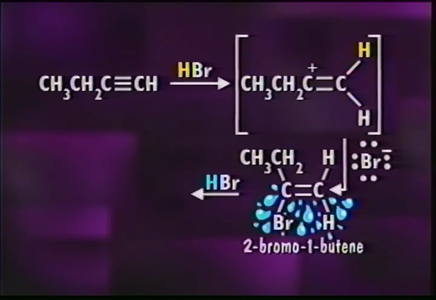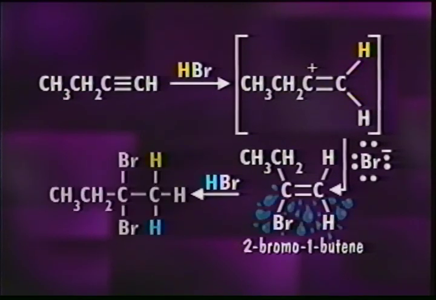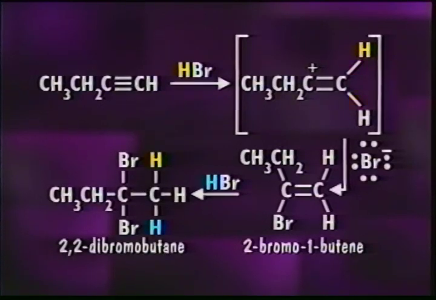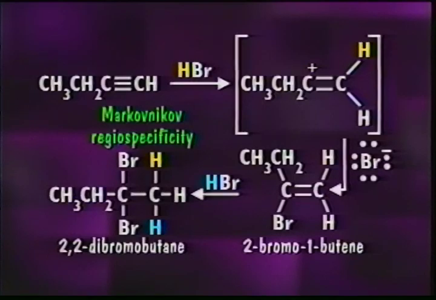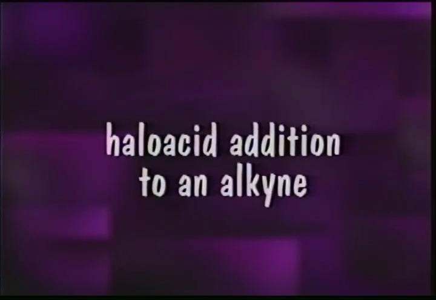on this bromoalkene. Another halo acid will attack the molecule until it's totally saturated, and the final product is a 2,2-dibromobutane, formed with Markovnikov regiospecificity. And, in a nutshell, that's halo acid addition to an alkyne.